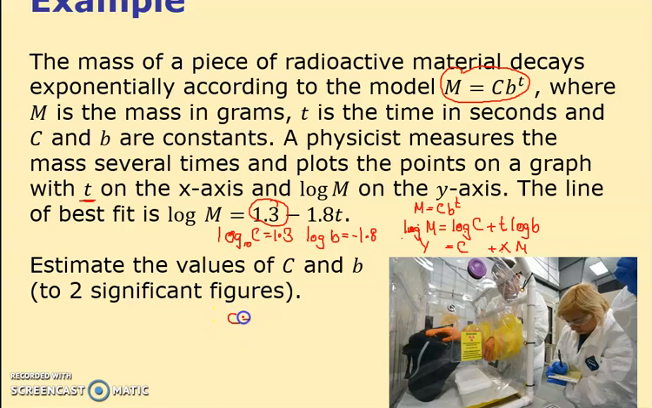So my c then, I've got to move that log to the base 10 of c onto the other side. Because it's to the base 10, it becomes 10 to the power of 1.3. And my b becomes 10 to the power of minus 1.8. In both cases, I just move the log onto the other side, both base 10, so it's 10 to the power. So what is 10 to the power of 1.3? That is 19.95. It wants two significant figures, so that's 20 if I round it to two sig figs.